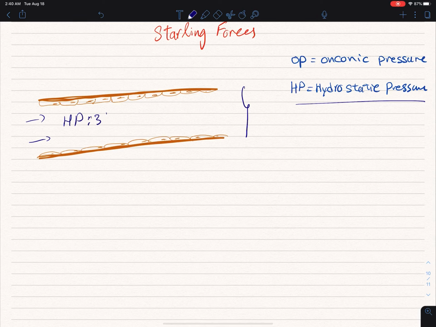Let's give it a number, 35, and all the numbers that I'm going to be giving out are going to be in millimeters of mercury. So this is the pressure that is pushing water outside the capillary. What that means is we have 35 trying to squeeze the water outside. On the other hand, we have proteins, red blood cells, and white blood cells.